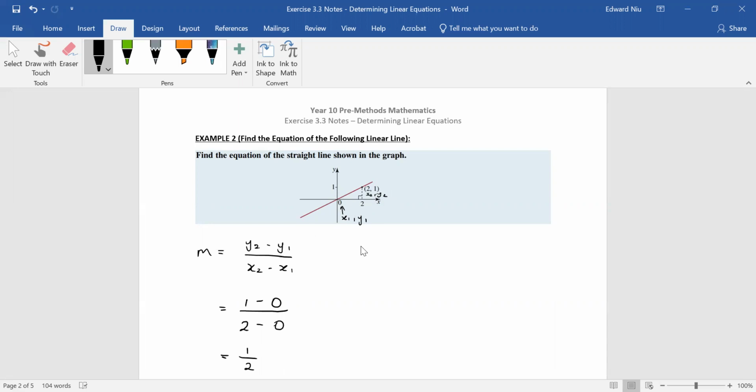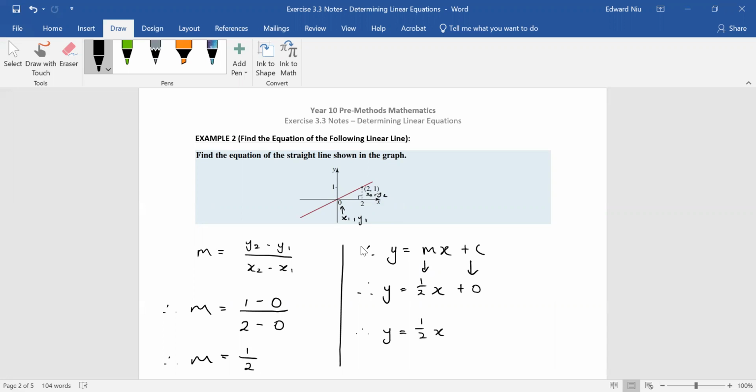What does this mean? Therefore, what we have is y equals mx plus c. We figured out the m is going to be a half. So we replace the m in the equation with a half times x. And we know the plus c is going to be 0 because the y-intercept is 0. So therefore our equation is just going to be 1 on 2x without the 0.